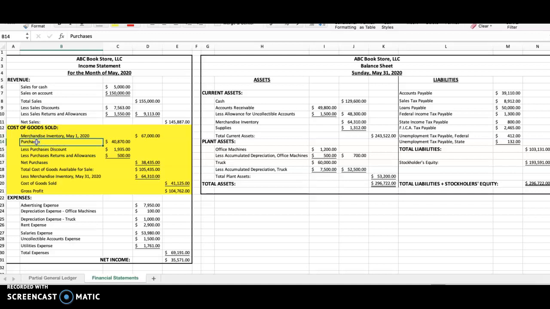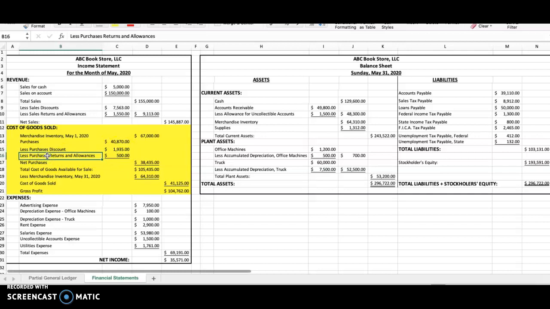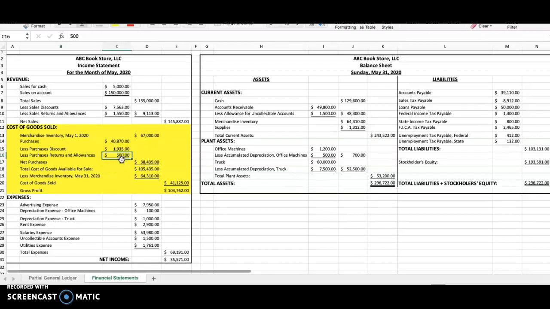Now, there's a couple deductions from purchases, as we've learned. When we buy merchandise for $40,870, we sometimes get a discount, and we subtract that. We sometimes return things, or we get an allowance. We subtract those as well. So when we subtract those two numbers from the purchases amount, we will get what we call net purchases of $38,435.